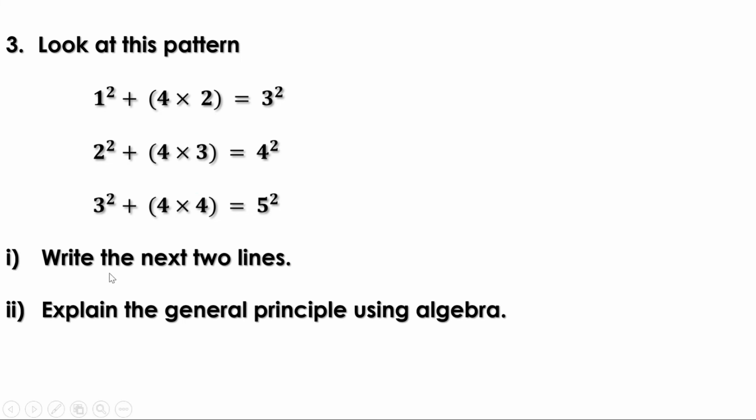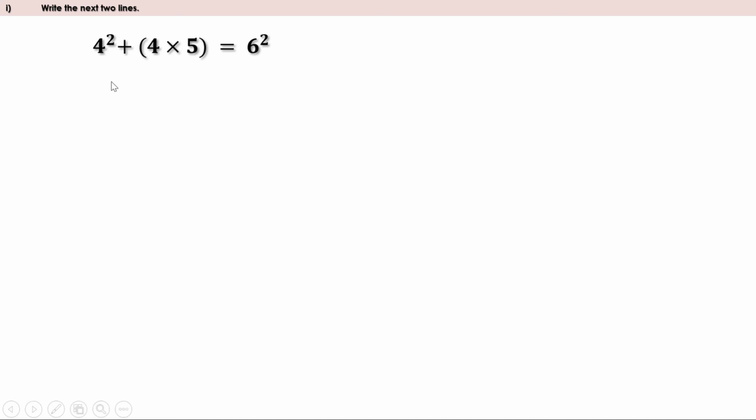First of all, let us write the next two lines. 4 is common in all lines. In the first line, you can see three consecutive numbers 1, 2 and 3. In the second line, there are the next three consecutive numbers 2, 3 and 4. And in the third line, there are three consecutive numbers 3, 4 and 5. Therefore, in the next line, we have to write the three consecutive numbers 4, 5 and 6. That is 4 square plus 4 into 5 equal to 6 square. And in the next line, we take the three consecutive numbers 5, 6 and 7. 5 square plus 4 into 6 equal to 7 square.